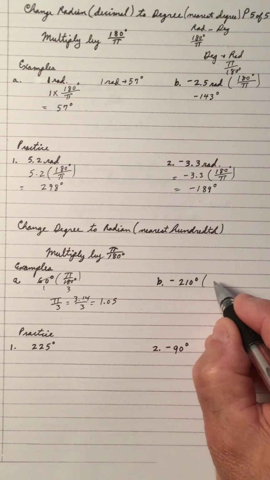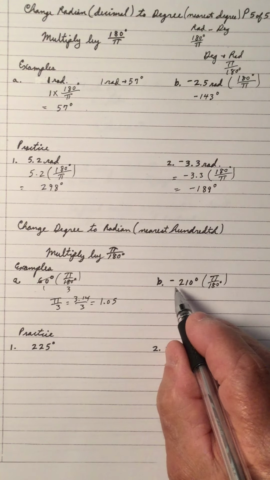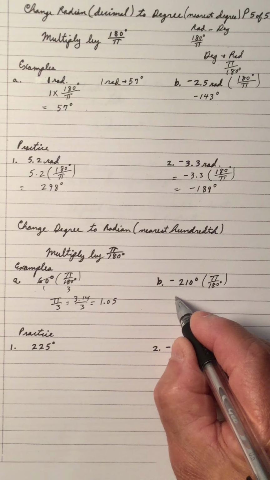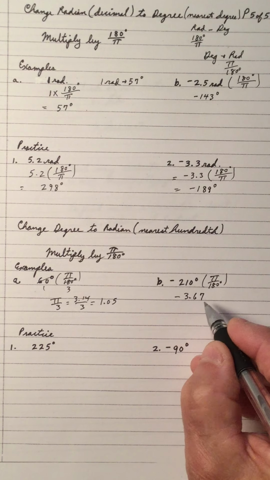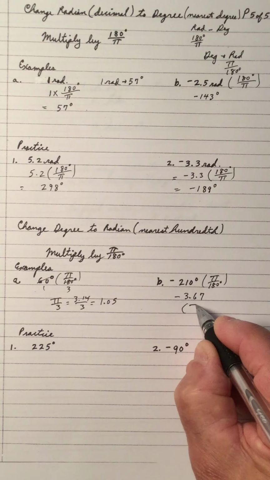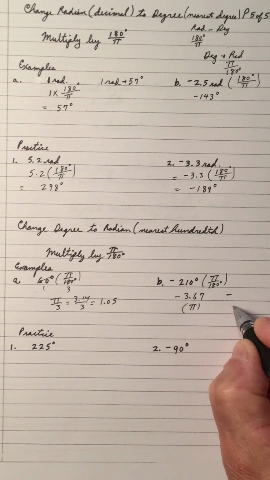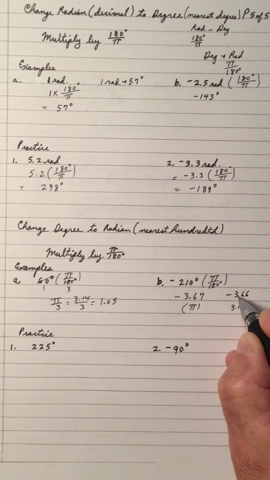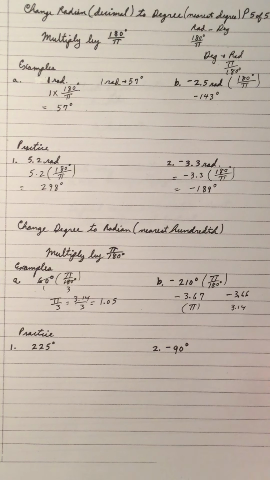A negative 110 we can multiply by pi over 180. Now we can use our calculator all the way and go negative 110 times pi divided by 180, and that will give us a negative 3.67. Or that's if you use pi on your calculator. So if you use pi on your calculator, you'll get this. But if you use 3.14, you'll get 3.66. That's because the calculator says 3.14 and many more decimals.